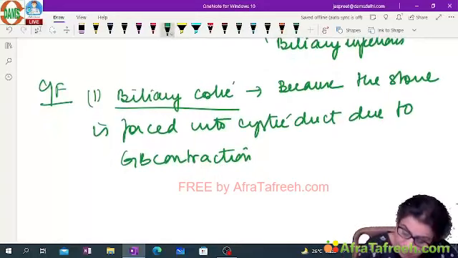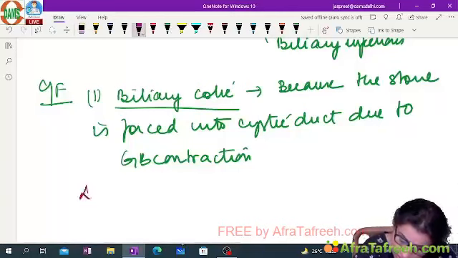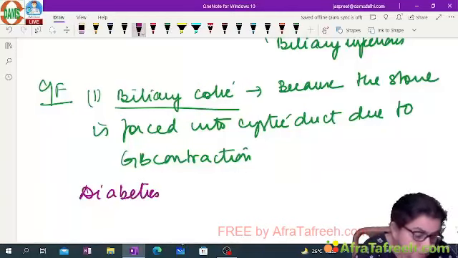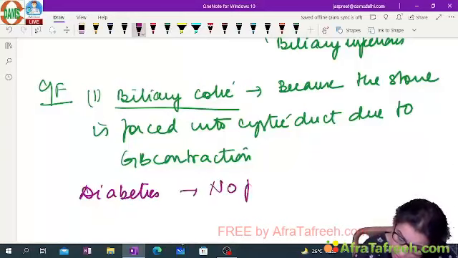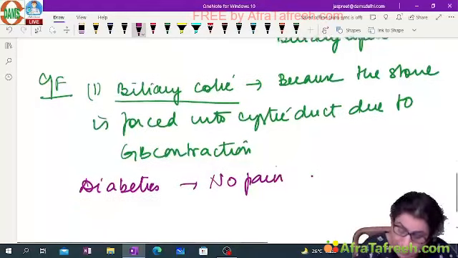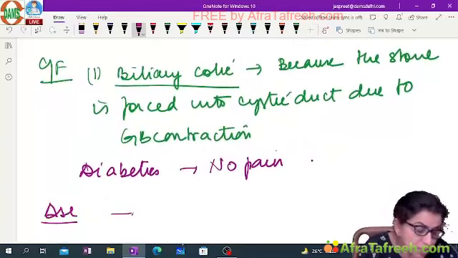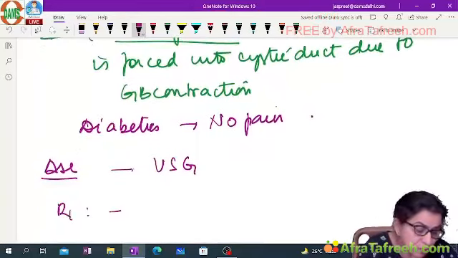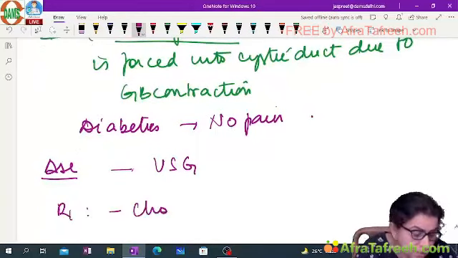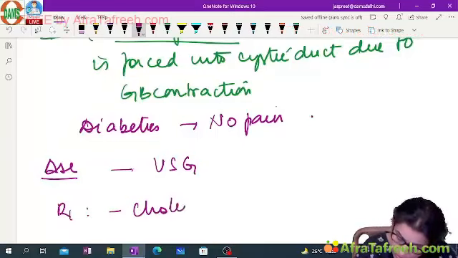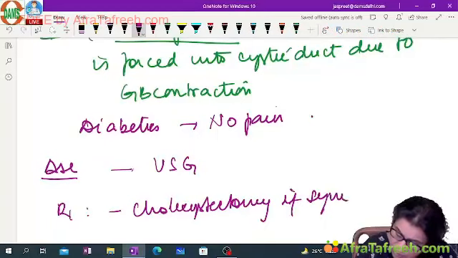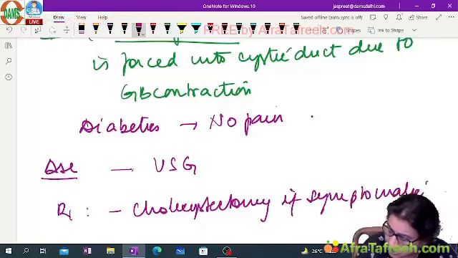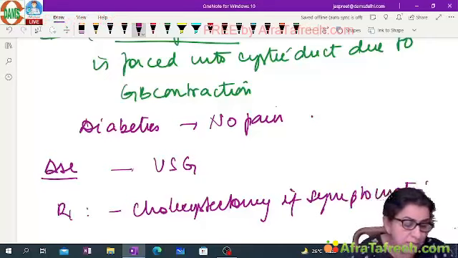Second, they may have biliary colic, but in diabetics, they may not have any pain at all. So in diabetics, no pain. And how do you diagnose these gallstones? They are diagnosed by ultrasound. Ultrasound will pick up these gallstones, and treatment is to remove the gallbladder, a cholecystectomy, if symptomatic. So if the patient is symptomatic, do a cholecystectomy.